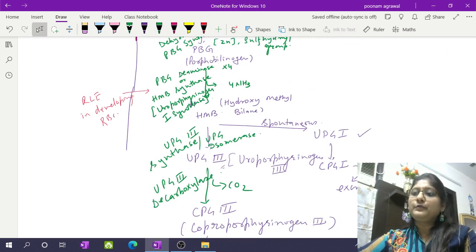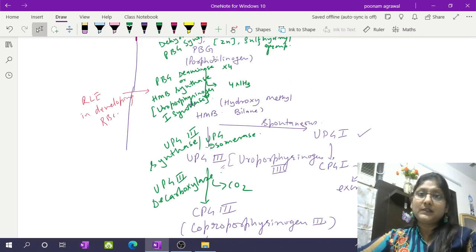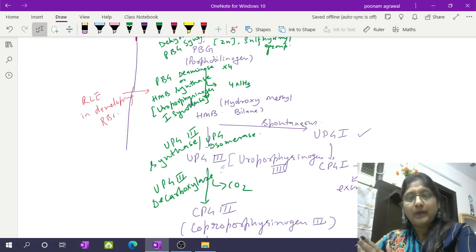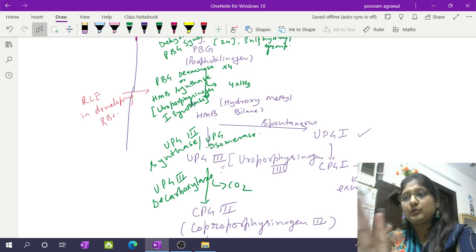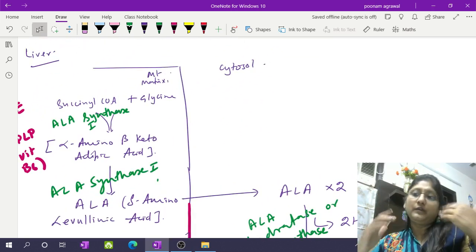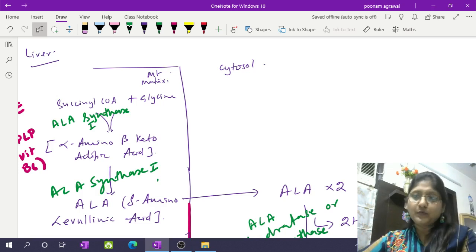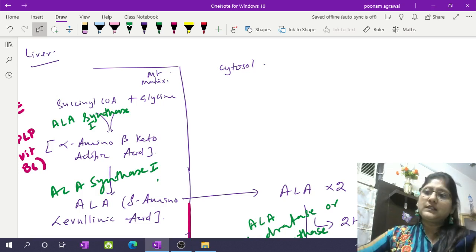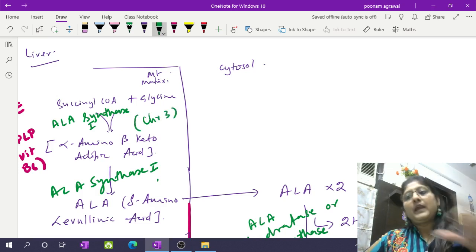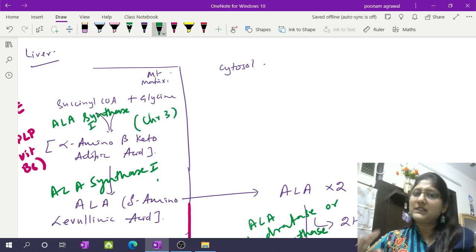And as I've told you, the rate limiting enzyme is ALA synthase 1, not 2. See, the exact same pathway is there in the bone marrow also, but we have ALA synthase 2 at the starting point. Right, and that gene of ALA synthase 2 is found on the X chromosome, and this gene of ALA synthase 1 is found on chromosome number 3. You must remember this, and this is acting as a rate limiting enzyme. ALA synthase 2 doesn't act as a rate limiting enzyme. And you must know this pathway because this is very, very important.